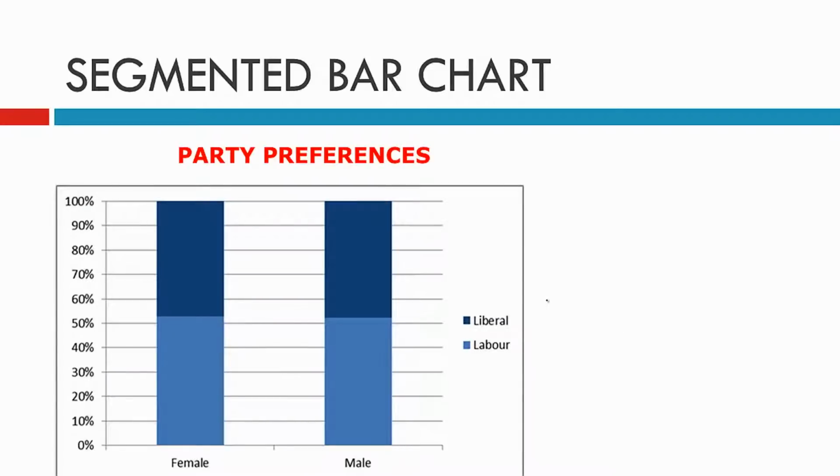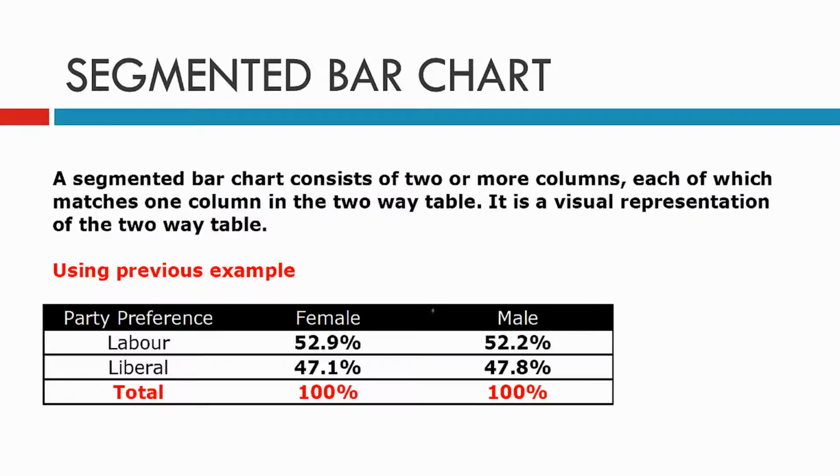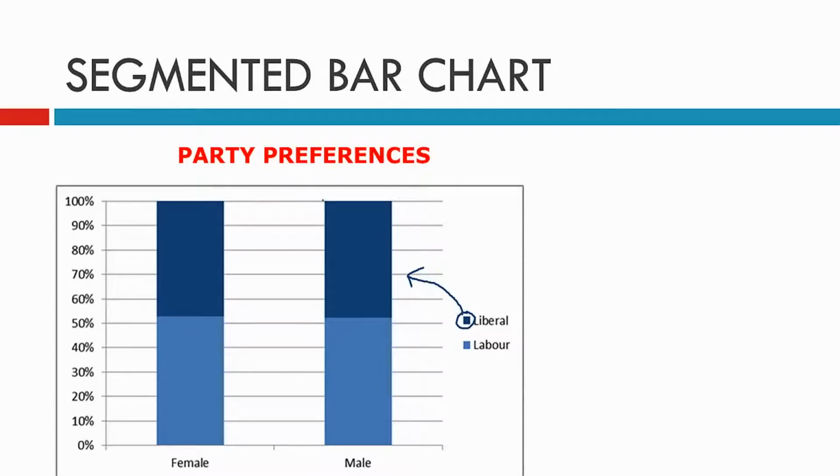Here is the one that we just did the table for. We've got the females and the males, and Liberal and Labor of preference. If we go back to the table, we had females and Labor 52.9% and those that preferred Liberal were 47.1%, and the males 52.2% and 47.8% preferred the Liberal. All we've done is transfer that into the bar chart.